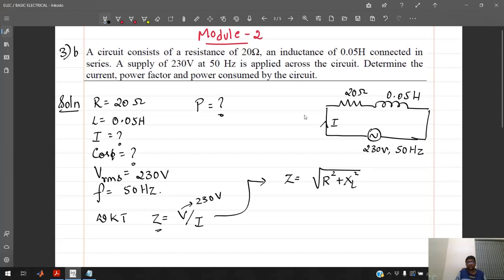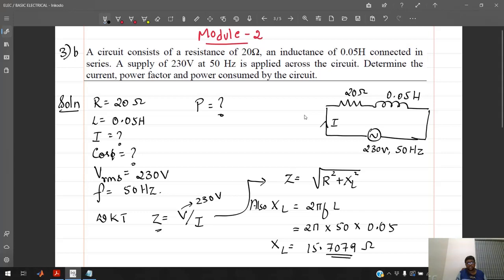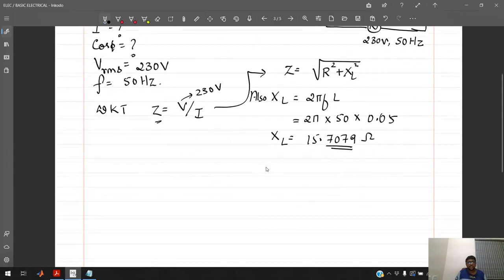So that is a formula for a series RL circuit. You also know that XL is equal to 2 pi FL or omega L. So substitute 2 pi into 50 into 0.05. If you calculate, you are going to get XL as equal to 15.7079 ohms. So this is how you calculate the value of XL.